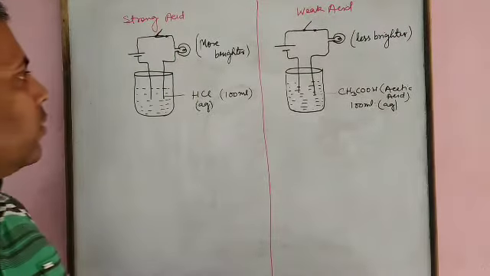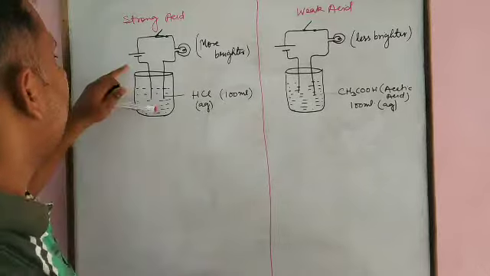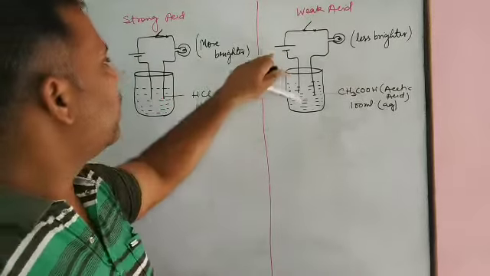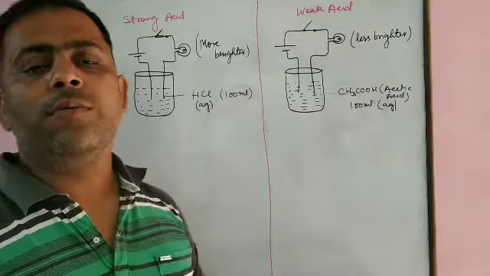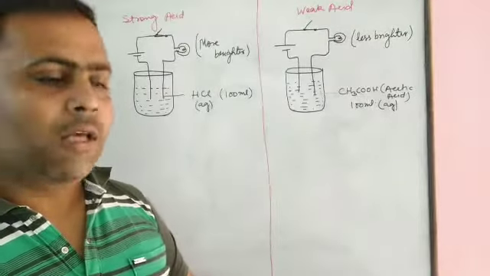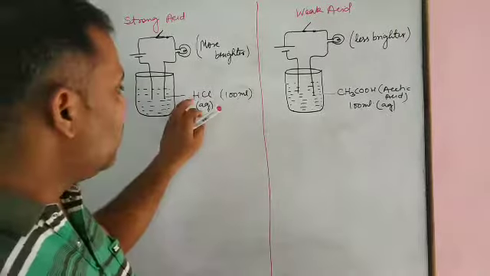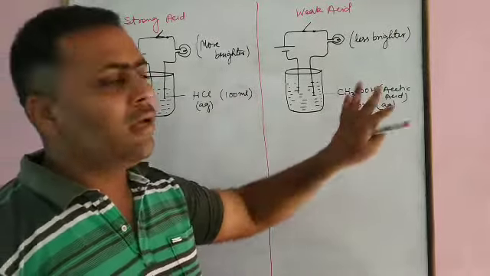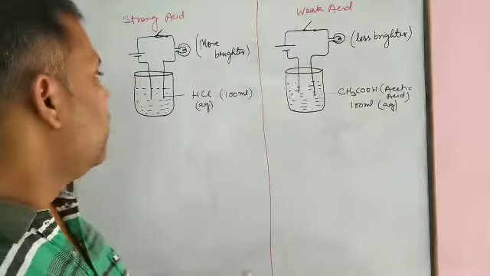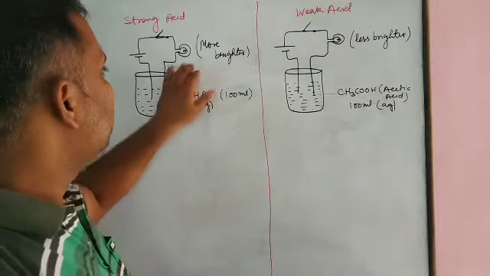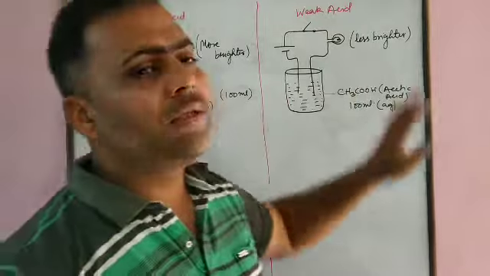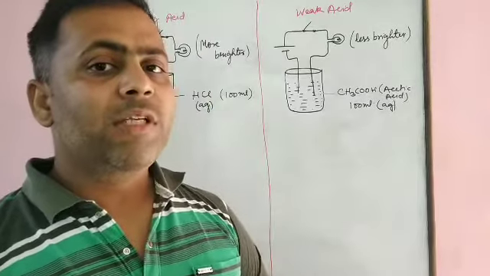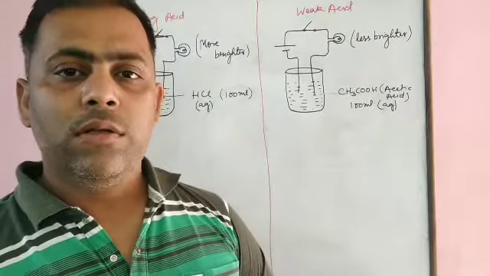Why is it so? We are using the same battery, the same bulb, the same amount of solution. All the things are the same, only the acid here is hydrochloric acid and the acid here is acetic acid. What is the reason that in this case the bulb glows much brighter and here it is less bright?